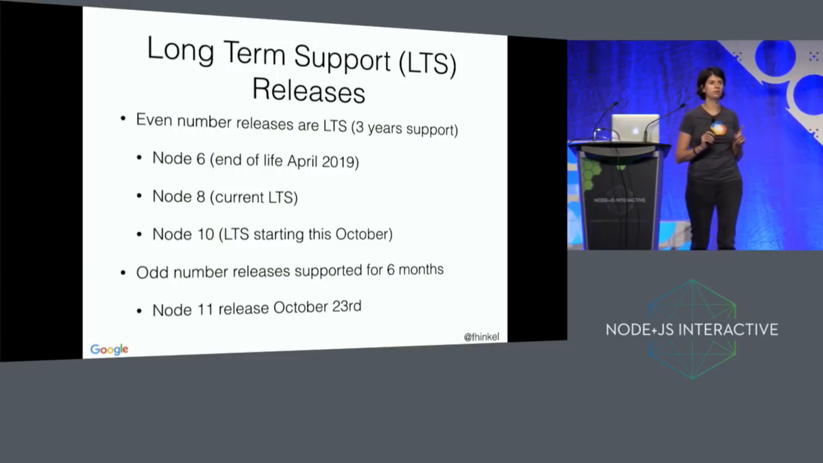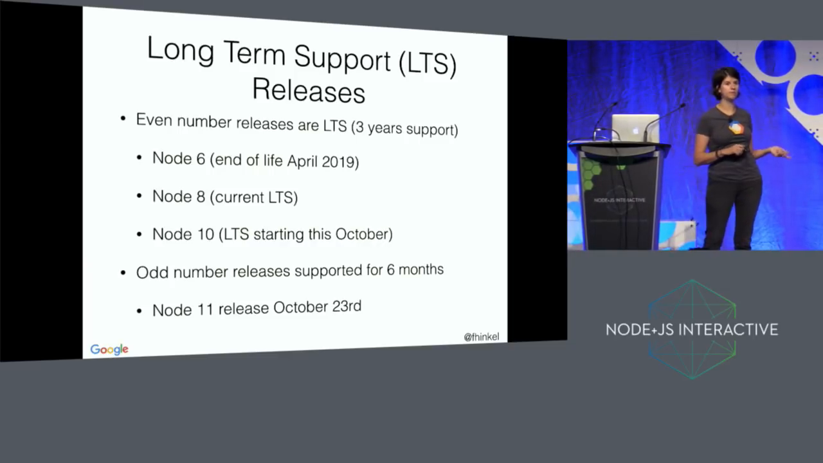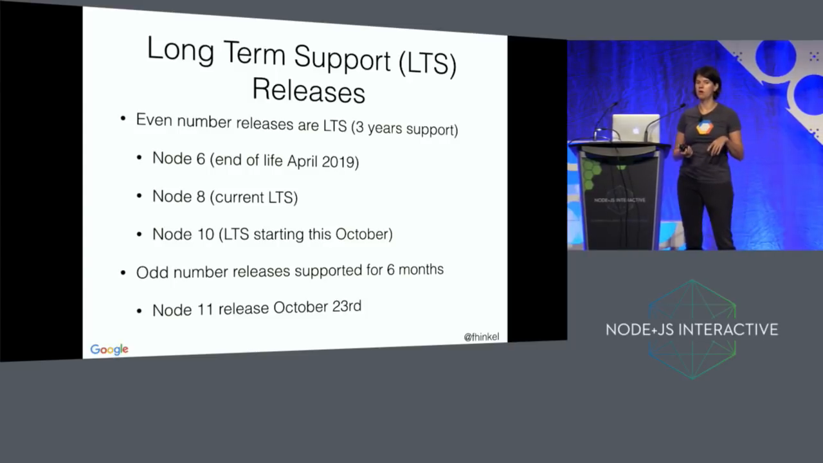If you're still running on Node 6, try to upgrade, because in April we won't support Node 6 anymore, so try to get on 8. If you have your stuff running on Node 8 at the moment, great. And then Node 10 is going into LTS at the end of October, so it's about time to upgrade whenever you can. Node 9 is already end of life, but Node 11 will be released on October 23rd, and then you have 6 months of support for Node 11.